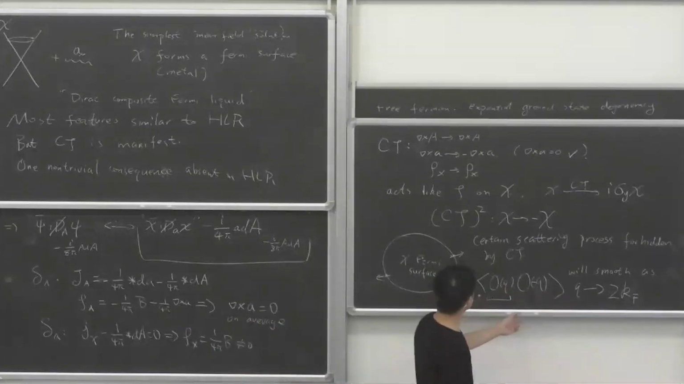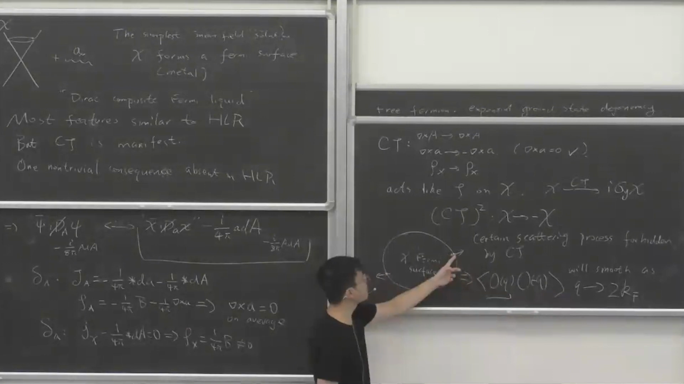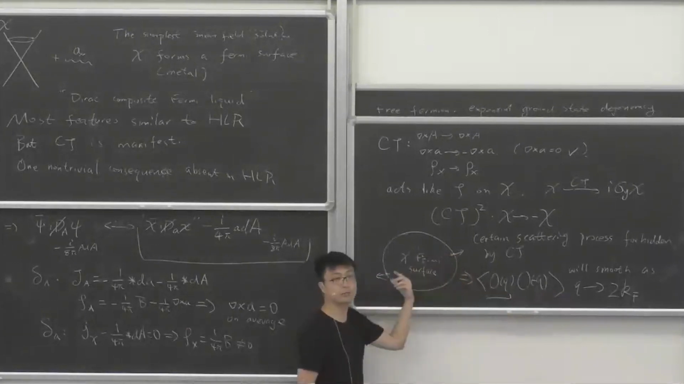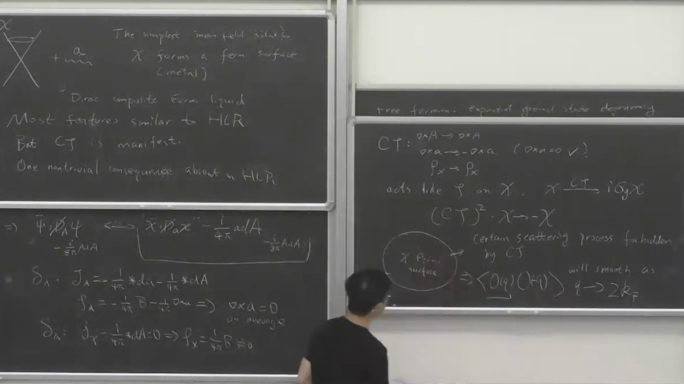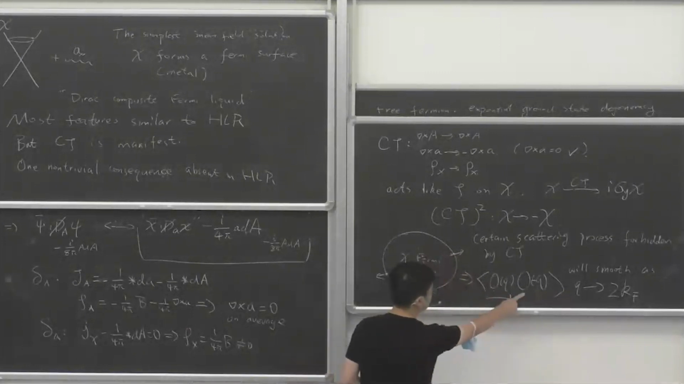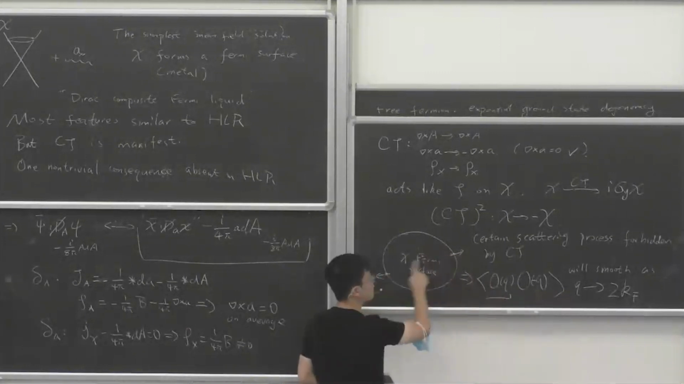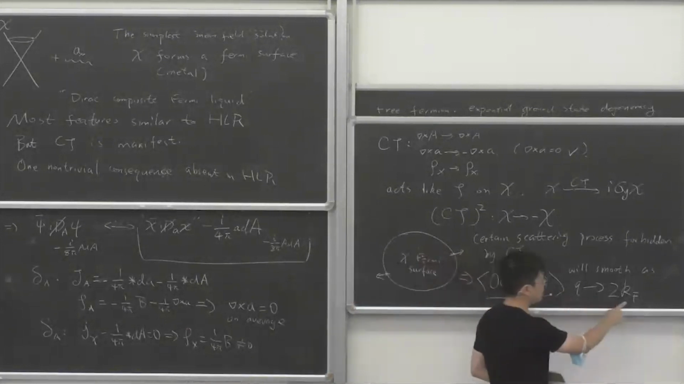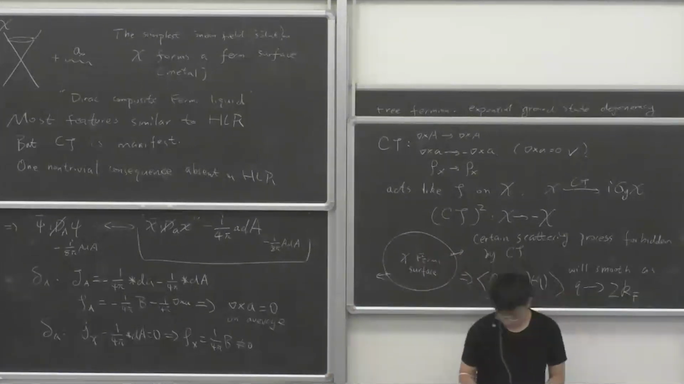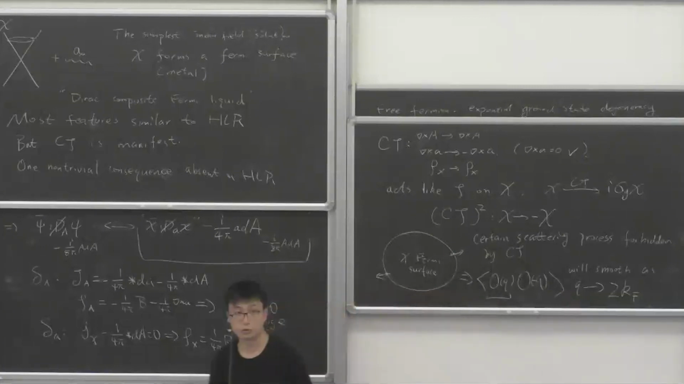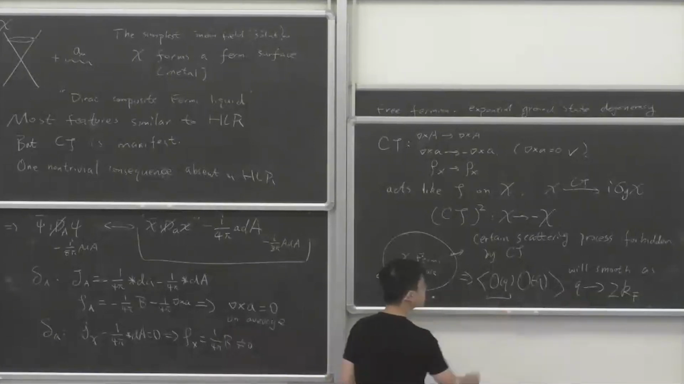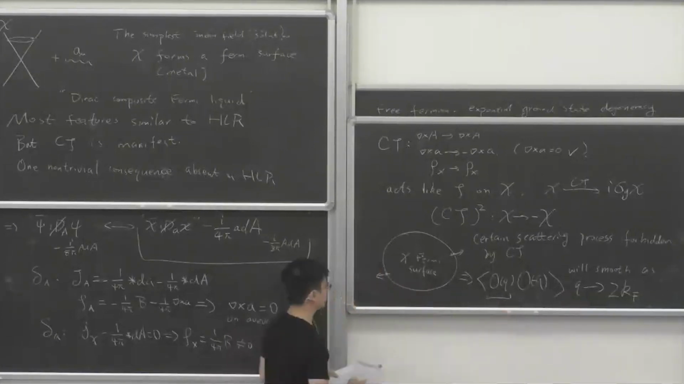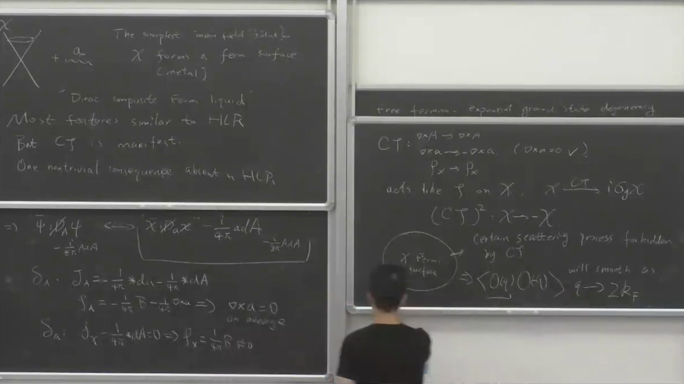Those singularities come from the fact that you can scatter from kF to minus kF. So when your momentum approaches 2kF, there's some funny thing that happens. However, with the particle-hole symmetry imposed, this scattering is not allowed, and as a consequence, the correlation function behaves smoothly. And this has been numerically observed.